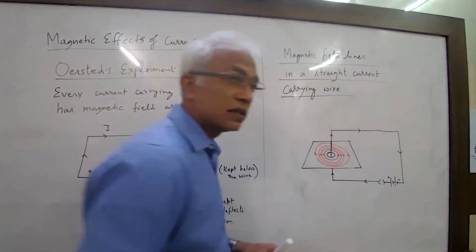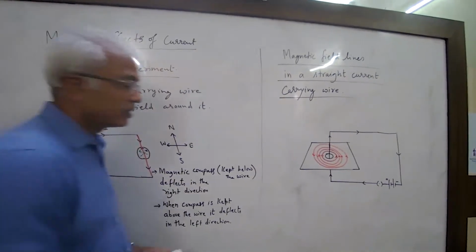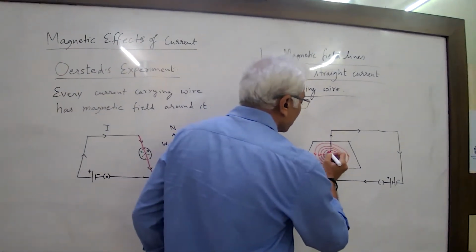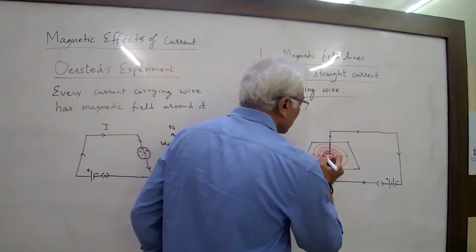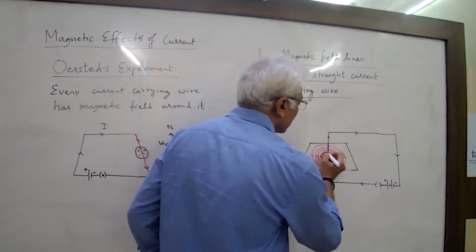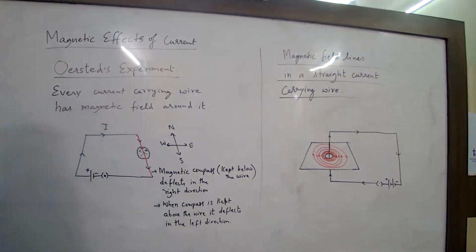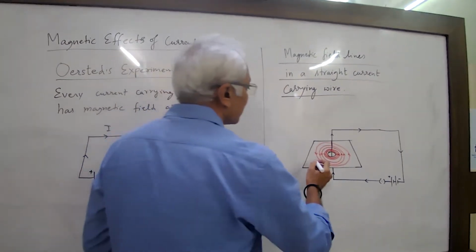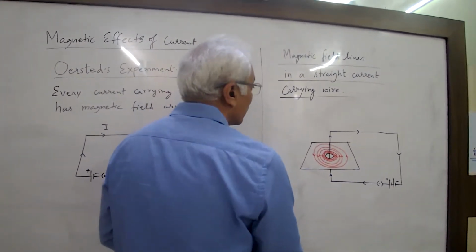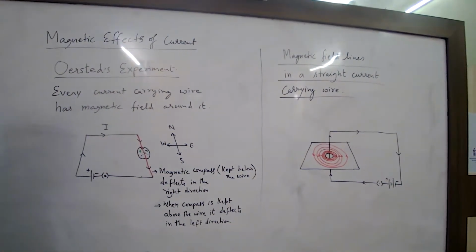These are concentric circles. They have the same center with different radii. They are crowded near the wire. What does it signify? The magnetic field is strongest near the wire. So the magnetic field is strong near the wire, and as you go away from the wire, it weakens. Plus, it is making concentric circles in the plane perpendicular to the wire.